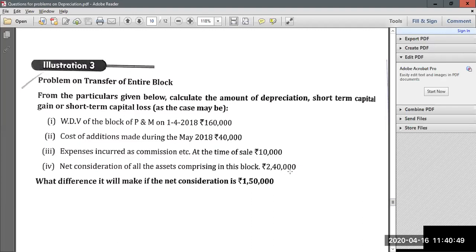So this 2,40,000 is the amount at which we are selling the assets. Now they have given one more point: what difference it will make if the net consideration is 1,50,000. That means instead of 2,40,000, if you are selling the entire assets at 1,50,000, what would be your answer? That we have to calculate and show. So in this problem we have to show two different calculations, that is when net sale consideration is 2,40,000 and when net sale consideration is 1,50,000. We will understand now how to solve this problem.